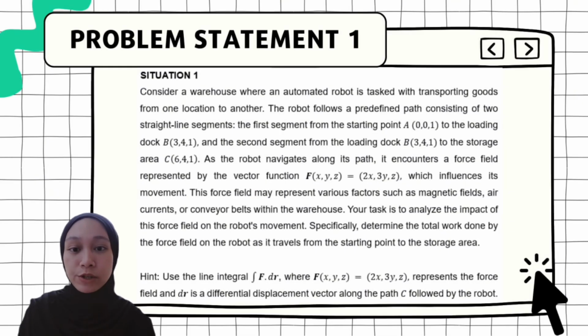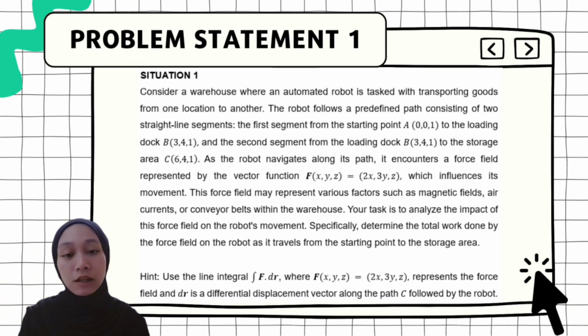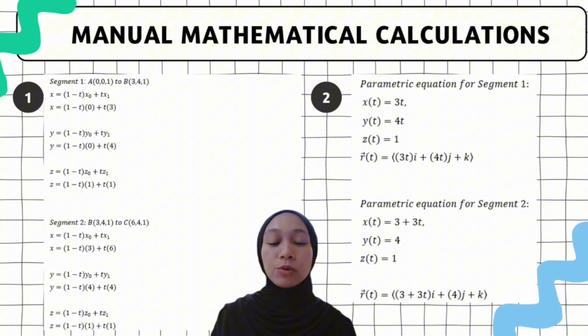For situation 1, the question asks to calculate the work done by a force field on a robot moving along a specific path in a factory. The path consists of two straight line segments and the force field is given by F(x,y,z) equal to <2x, 3y, z>. This solution involves using the concept of line integral, which is typically covered in chapter 2 of vector calculus. Line integrals allow us to calculate the work done by a force field along a specific path. So here are the steps on how to calculate the total work done from the question.